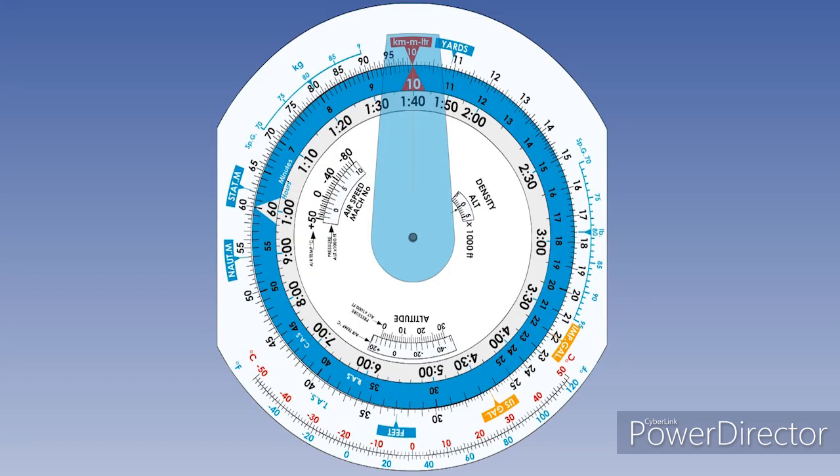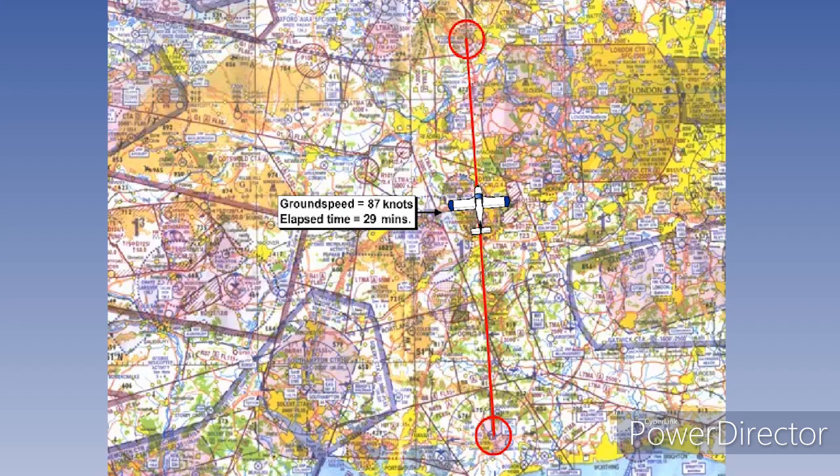To calculate the distance travelled, given an elapsed time and a known speed, place the 60 index against the speed on the outer scale. Read off the distance on the outer scale against the time on the inner scale. For example, if our ground speed is 87 knots and the time that has elapsed is 29 minutes, what's the distance that we have travelled?